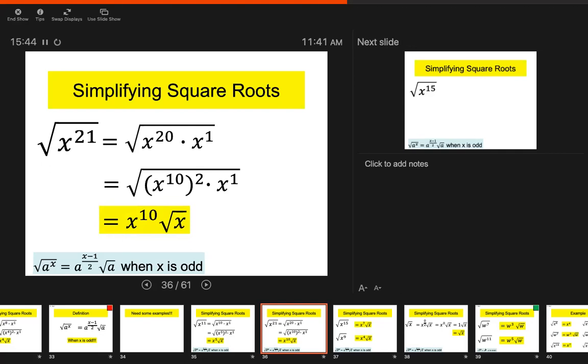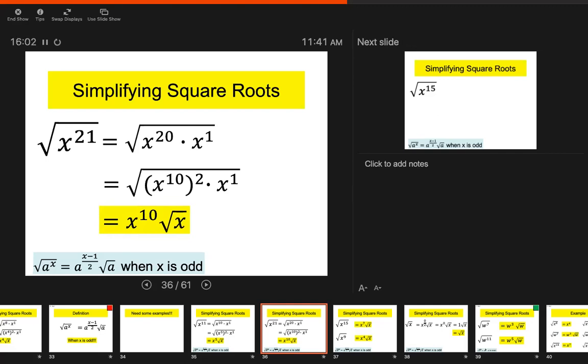When the power is odd, you simply subtract 1, take half. 21 minus 1 is 20, half of 20 is 10. And then what's on the inside is just the base all by itself. Now, really, it's x to the first power. We just choose not to write the first power.